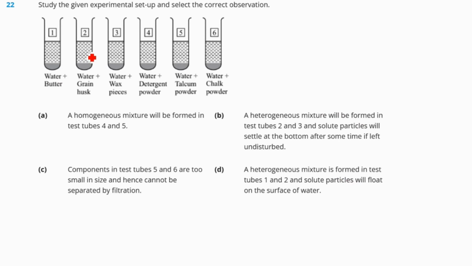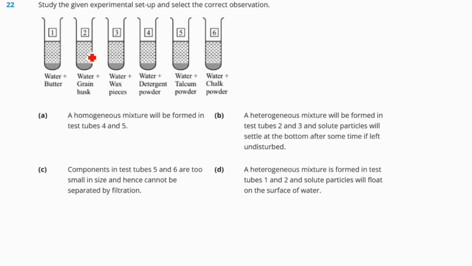Question number 22. Study the given experimental setup and select the correct observation. So first one is water plus butter. Second is water plus grain husk. Third is water plus wax pieces. Fourth is water plus detergent powder. Fifth is water plus talcum powder. Sixth is water plus chalk powder. So we have to find out the correct observation.